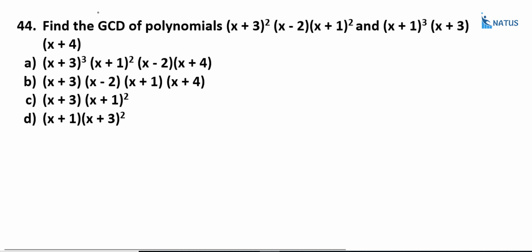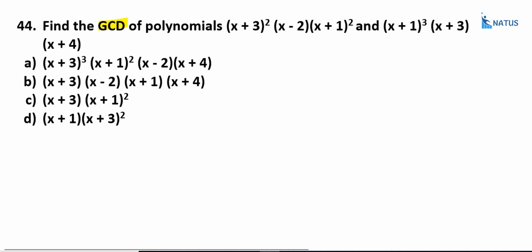44th. Find the GCD, greatest common divisor. Either GCD or HCF, both are the same. Find the GCD of the polynomials x plus 3 whole square into x minus 2 into x plus 1 whole square, and x plus 1 whole cube into x plus 3 into x plus 4.